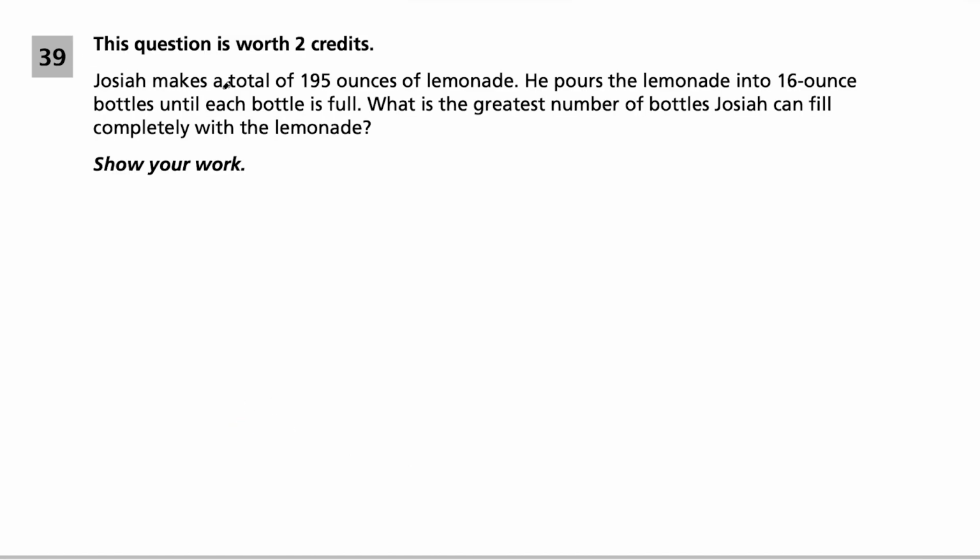Question 39, we have Josiah makes a total of 195 ounces of lemonade, and he pours the lemonade into 16-ounce bottles until each bottle is full. And we want to know what is the greatest number of bottles Josiah could fill completely with the lemonade. So for this question, we're going to take the total amount of lemonade, the 195, and divide by 16, because Josiah is taking this total amount and dividing it up into 16-ounce bottles. So we want to see how many groups of 16 we could make here. So that's why we're going to divide by 16.